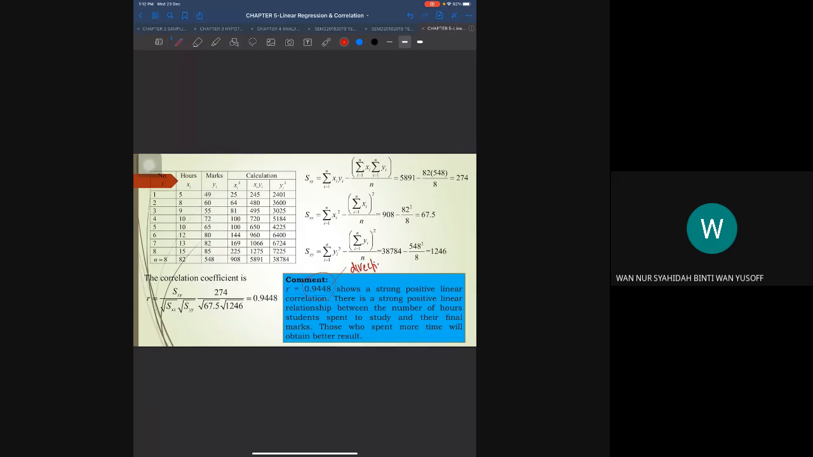direction and also the strength of your relationship. These two are very important. If you miss one of them, then you will lose your marks.